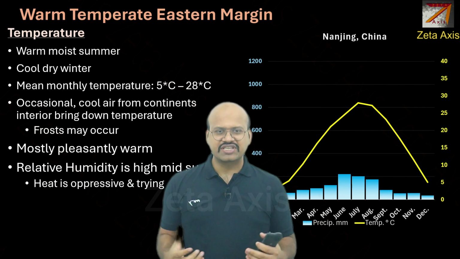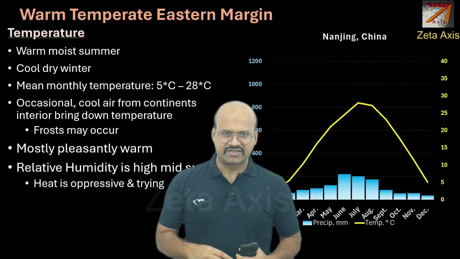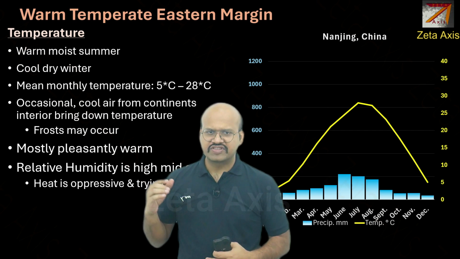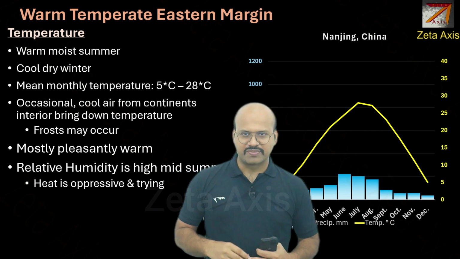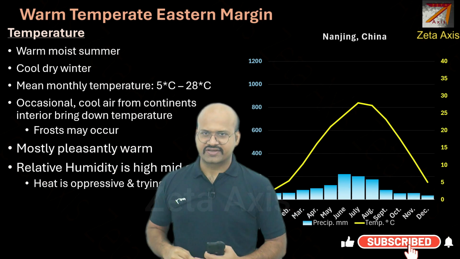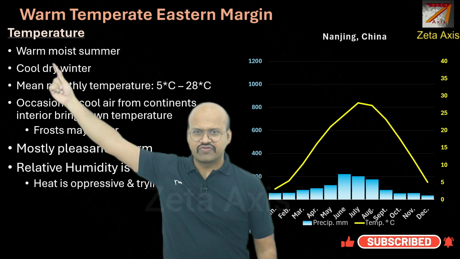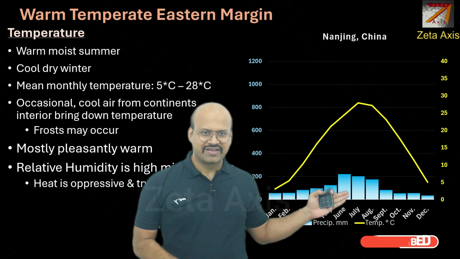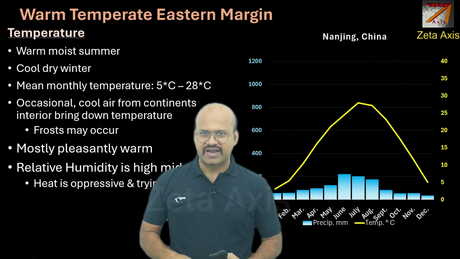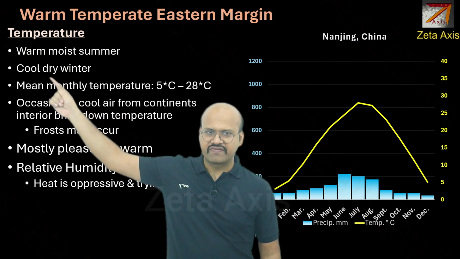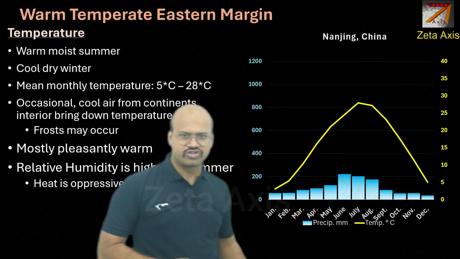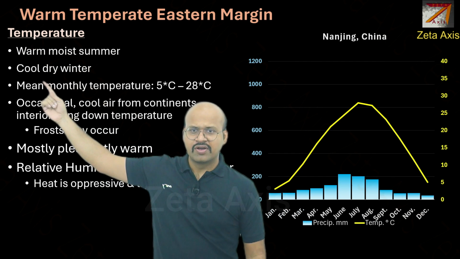Now let's see the temperature characteristics of the warm temperate eastern margin. Here we are going to discuss the common characteristics, and then we will see each of the China type, Gulf type and Natal type one by one, with their temperature and precipitation characteristics. But here are the common characteristics. The temperature is warmer in summer, and moist. There is higher rainfall in the summer season, and therefore we have a warm, moist summer. We have a cool dry winter: the temperature drops in winter and rainfall is also lesser.